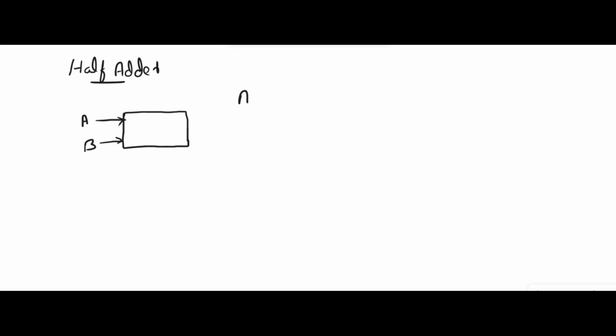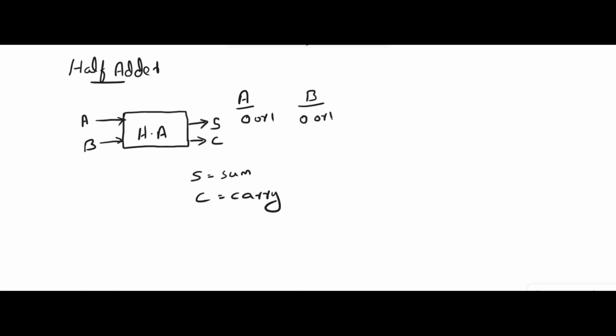That means A can be either 0 or 1 and B can be either 0 or 1. They are single bit numbers. So a half adder is a circuit which takes two inputs and produces two outputs named as sum and carry. So S stands for sum and C stands for carry. So this is the basic definition of a half adder. Now we will see in detail.